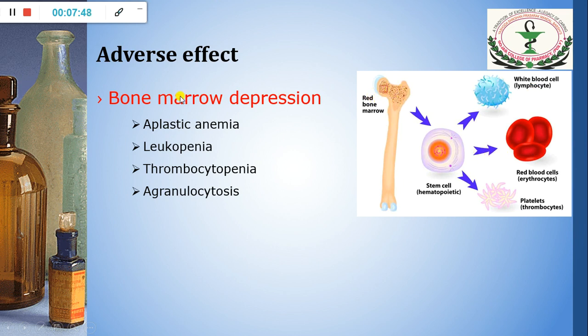And if this bone marrow is depressed, that may lead to a disturbance in the number of blood cells present in the blood. That is called aplastic anemia, which means all the cells are reduced. WBC, RBC, platelets, all types of cells are reduced in aplastic anemia. Also it will show leukopenia, thrombocytopenia and agranulocytosis. So this is the major adverse effect of chloramphenicol.